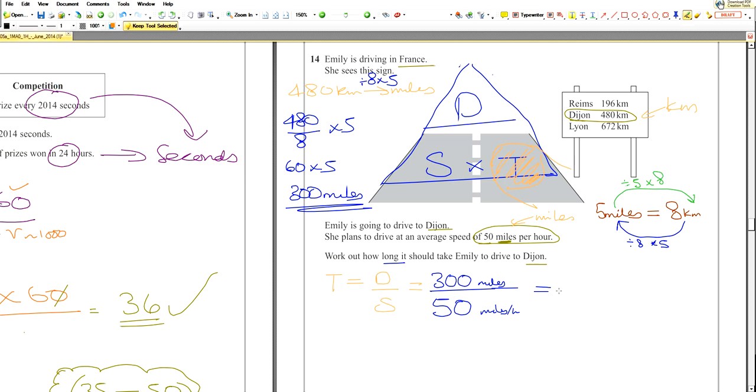So we have now 300 divided by 50. So divide that by 10, divide that by 10. 30 divided by 5 gives us an answer of. So how long will it take Emily to drive to Dijon? 6 hours. Are we happy with that? Yeah? Good. Lovely. Let's move on to the next question.